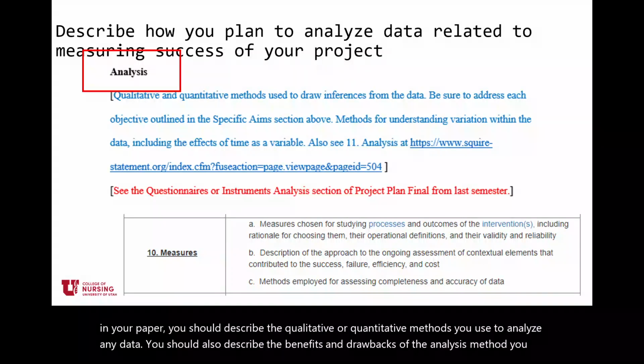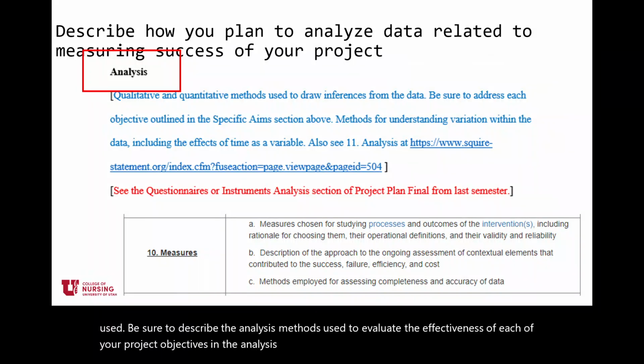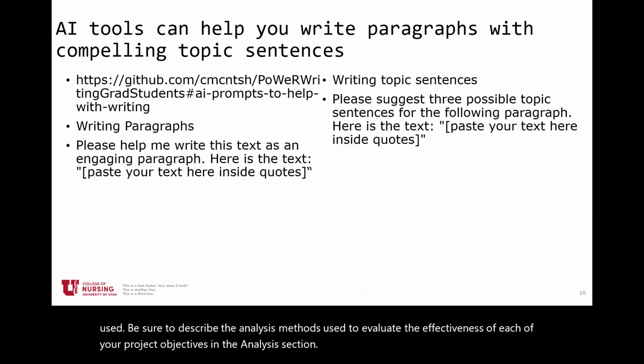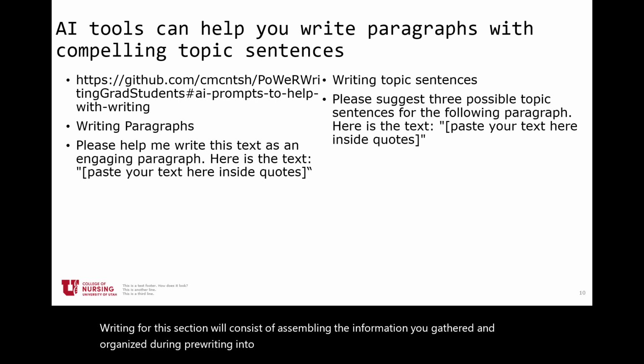Be sure to describe the analysis methods used to evaluate the effectiveness of each of your project objectives in the analysis section. Writing for this section will consist of assembling the information you gathered and organized during pre-writing into cohesive paragraphs. I'll be looking for well-formed paragraphs with topic sentences and supporting statements.